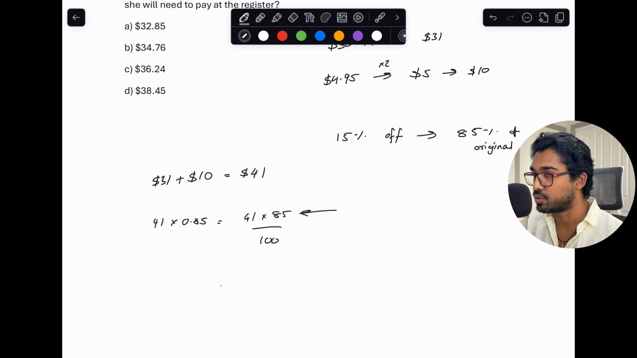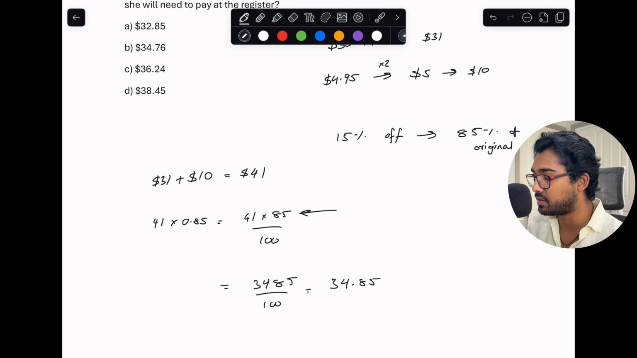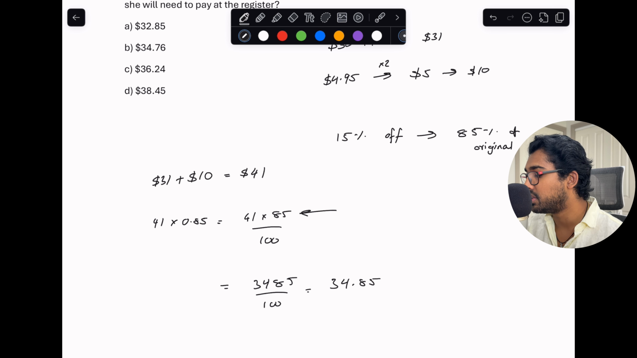The more tools you have in your arsenal, the better off you are. So just keep that in mind. Anyway, when you multiply these together, you should end up getting 3485 divided by 100, which is the same as me saying $34.85, because when you divide by 100, you just move the decimal point across. Okay, so that's what I end up getting.